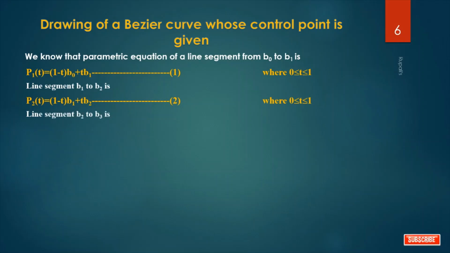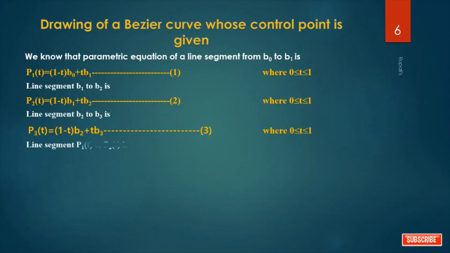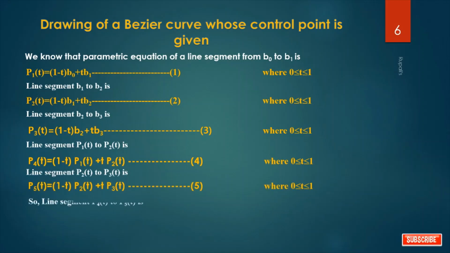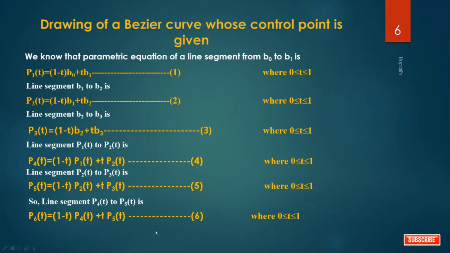Same for line segment B2 to B3 is P3(t), it is (1 minus t)B2 plus tB3. So, line segment from P1(t) to P2(t) is P4(t), it is (1 minus t)P1(t) plus tP2(t). Then line segment from P2(t) to P3(t) is P5(t), it is (1 minus t)P2(t) plus tP3(t). And then line segment from P4(t) to P5(t) is P6(t), it is (1 minus t)P4(t) plus tP5(t). So P6(t) equals (1 minus t)P4(t) plus tP5(t), where t lies between 0 to 1.